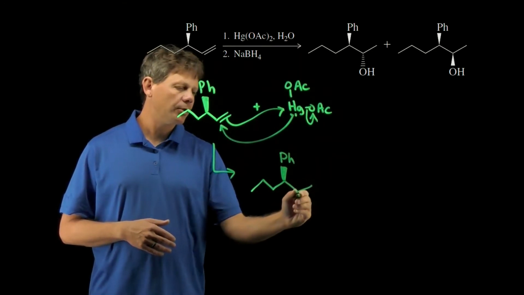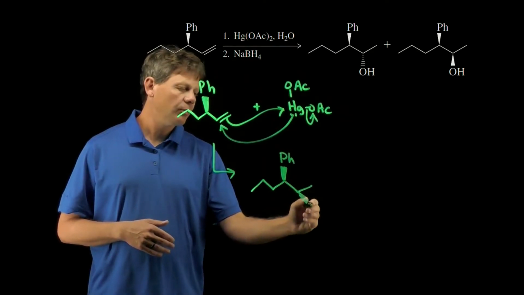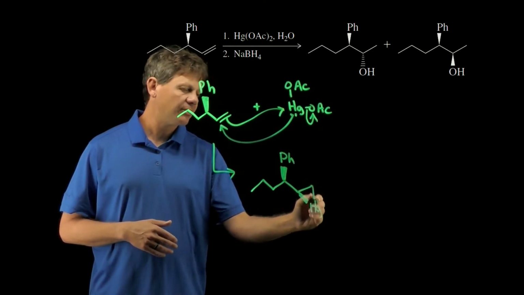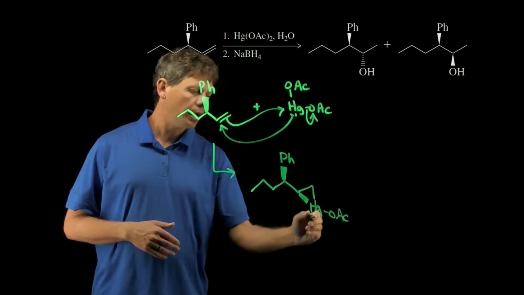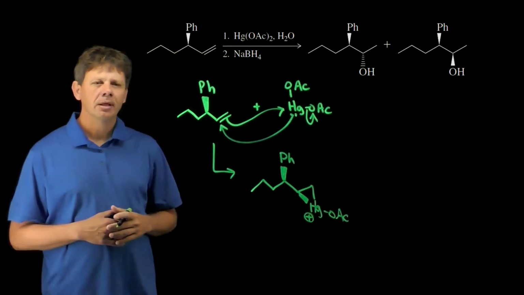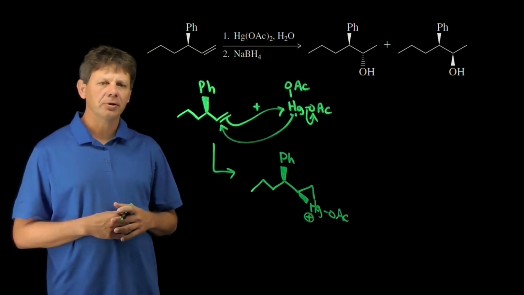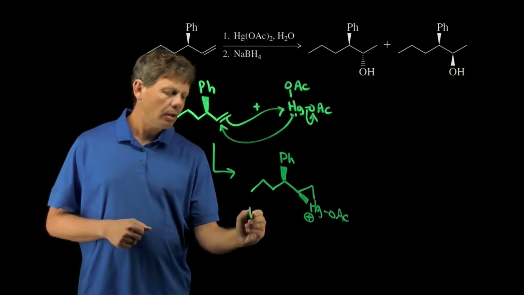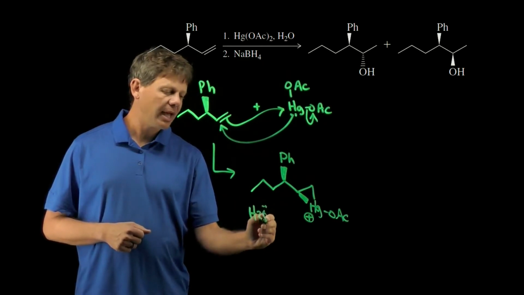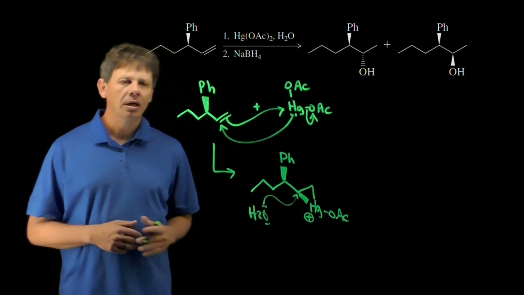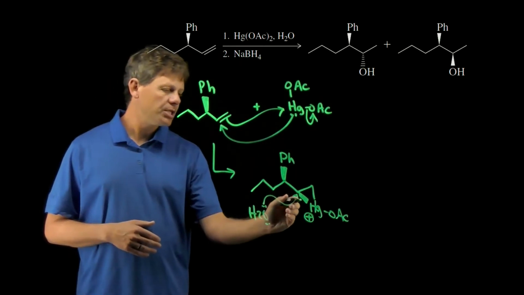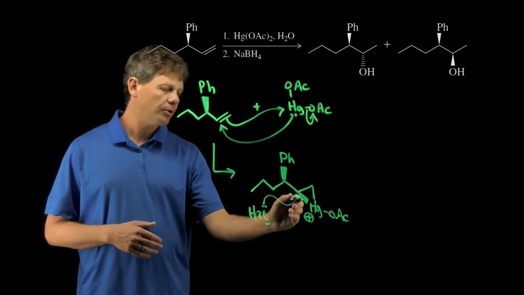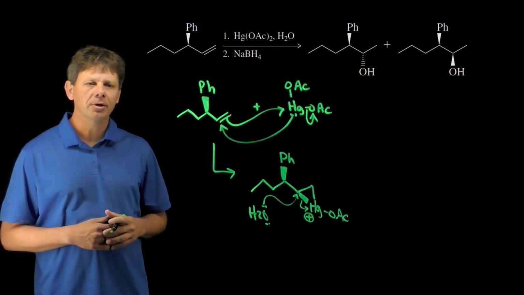We can show that mercurinium ion forming on either side, since the question asks us to only show one isomer forming. So we end up with that as our mercurinium ion. At this point, water is going to attack at the most substituted carbon of the mercurinium ion, pushing the electrons in the carbon-mercury bond back onto mercury.